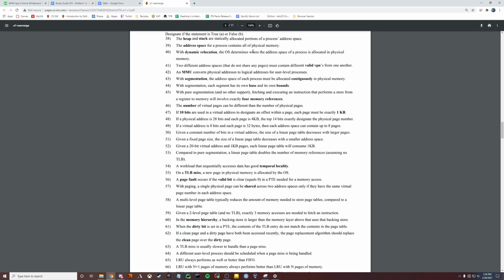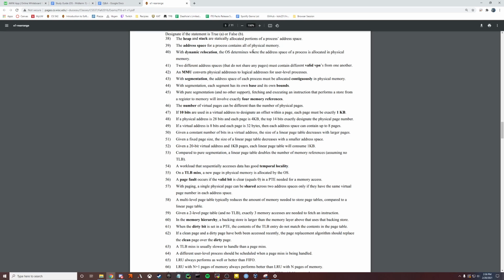I don't know. I think that's false, right? Because they could have the same virtual page numbers, but they would be different in the physical. So I think this is false. I think they can have the same valid virtual page numbers.